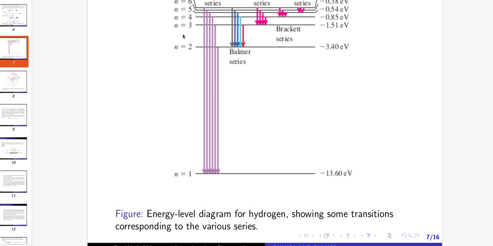Okay, you can see 1, 2, 3, 4, 5, 6, 7, 8, and so up to infinity. At infinity, the energy is what? It is 0. What does that mean? It means the electron has escaped from that Coulomb force that ties it to the nucleus.